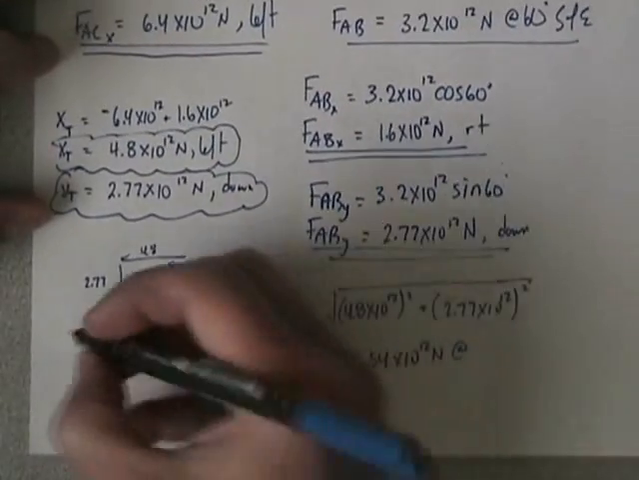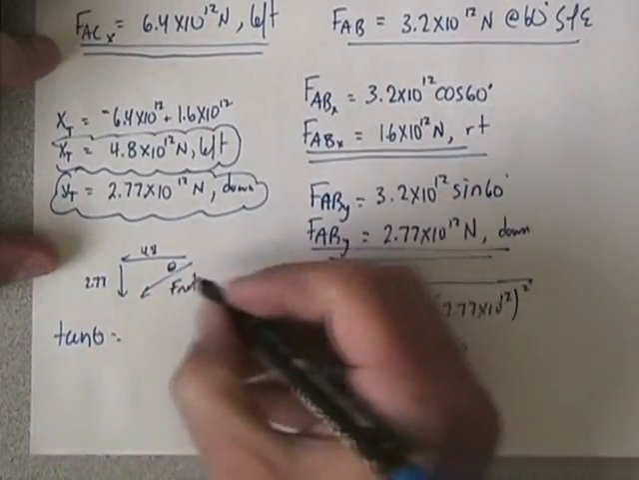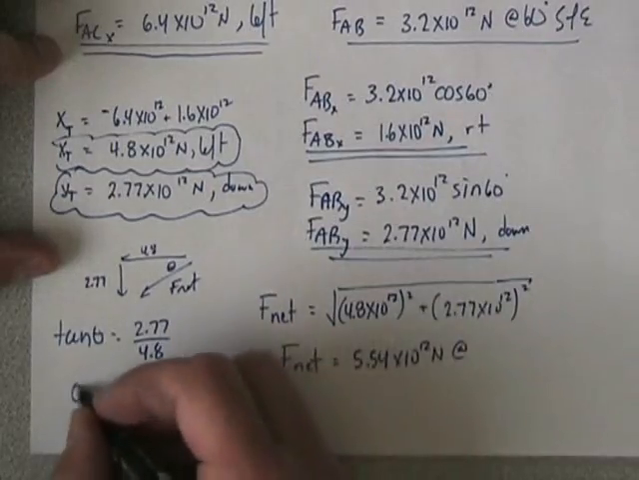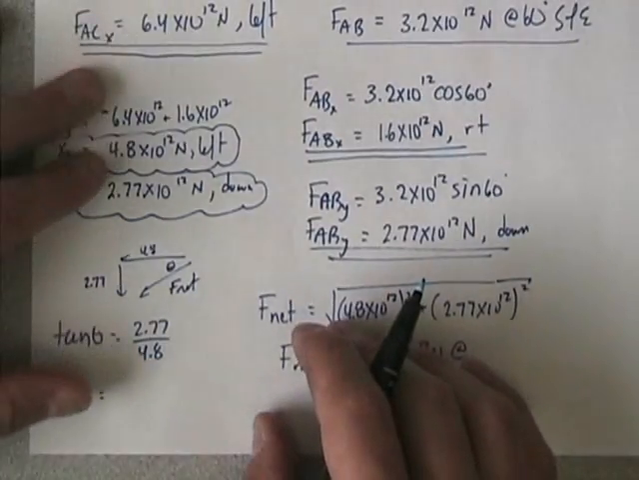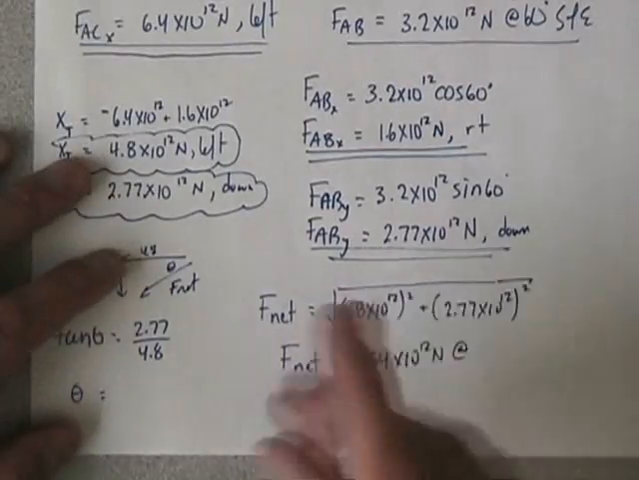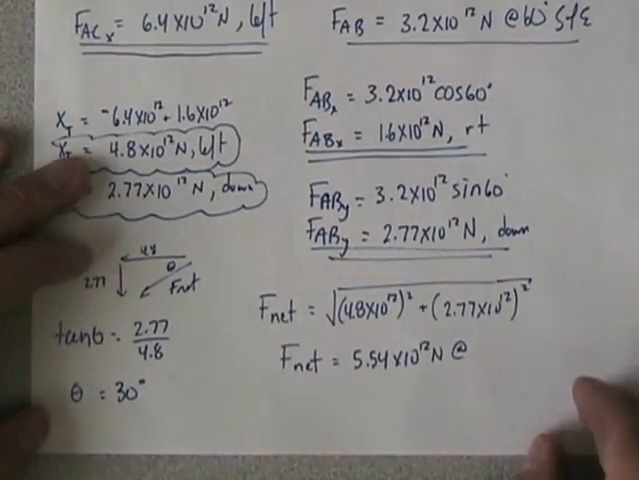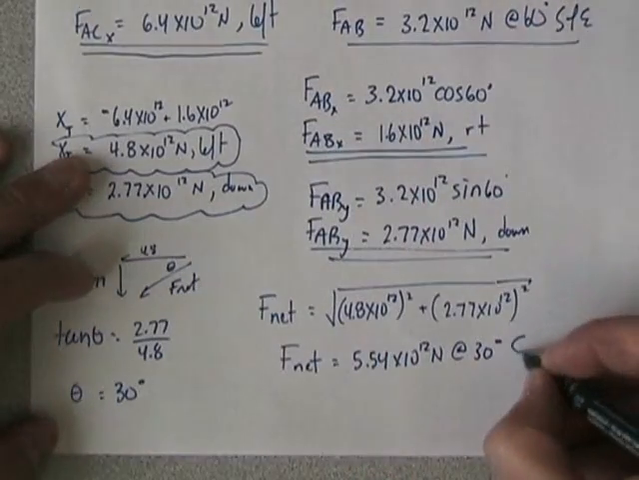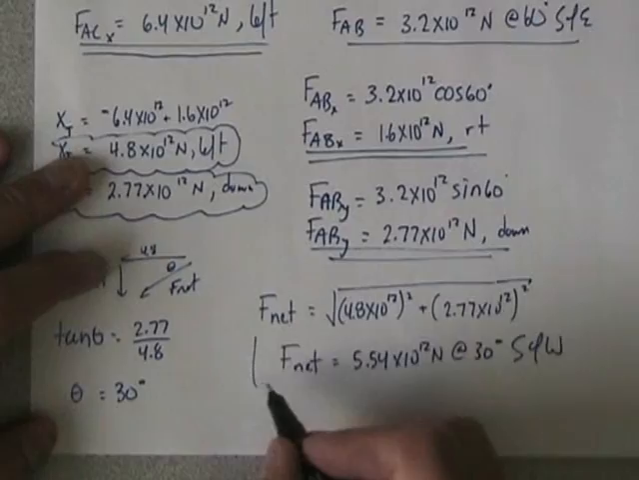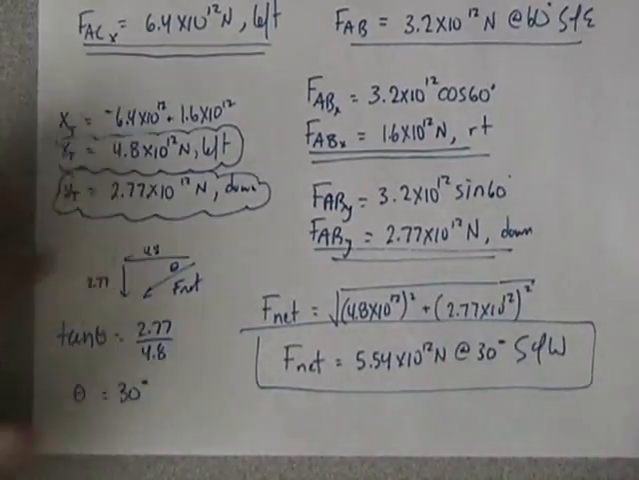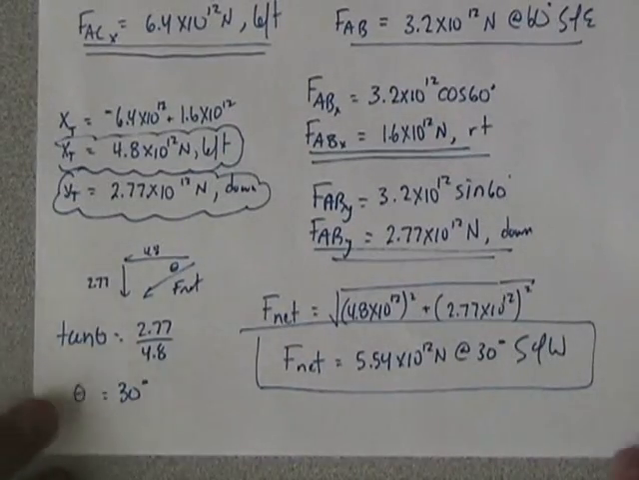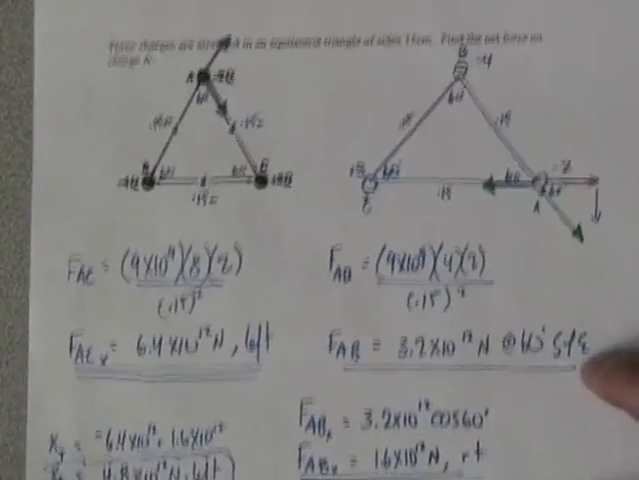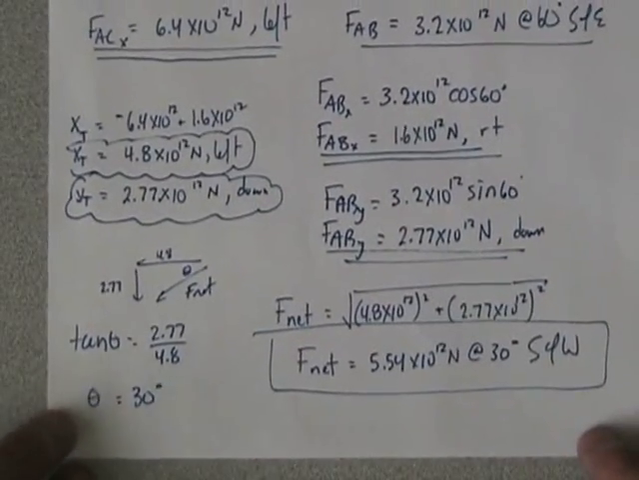That will be tangent theta is opposite over adjacent. And remember the times 10 to the 12s will cancel. And we'll get a theta value of 30 degrees. So that's 30 degrees, and then it's south of west. And that is your answer for Coulomb's law and equilateral triangles. Quite a lot of work, but I guess the main thing is to get your components right. There you go.